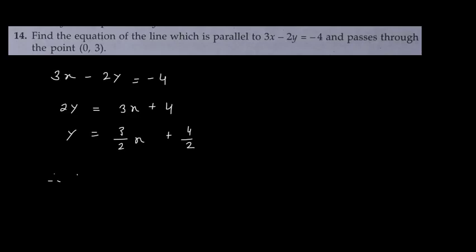Now the next question is to find the equation of the line which is parallel to this and passing through this. So again the line given is 3x minus 2y equal to minus 4. From here 2y is equal to 3x plus 4. So y is equal to 3 divided by 2 times x plus 4 divided by 2. Therefore m1 is equal to 3 divided by 2.